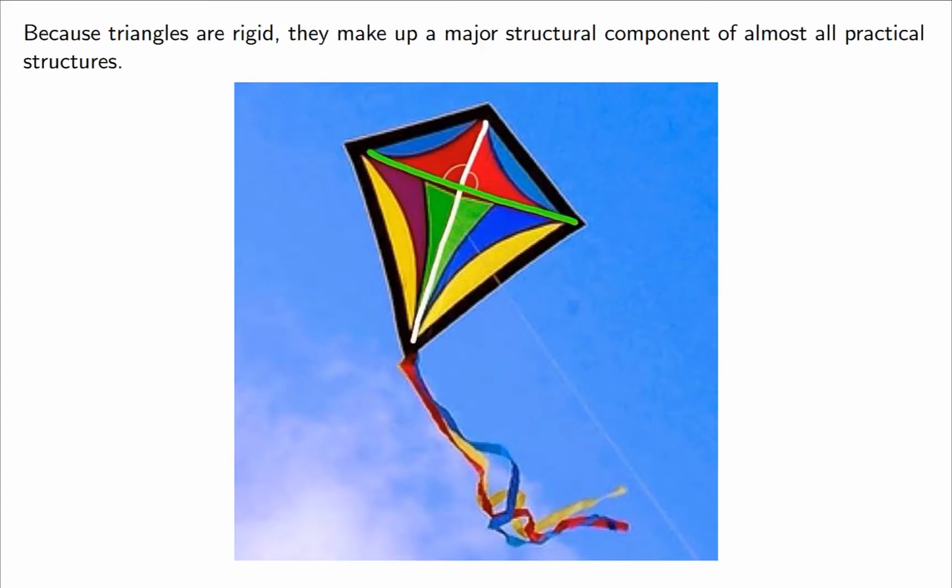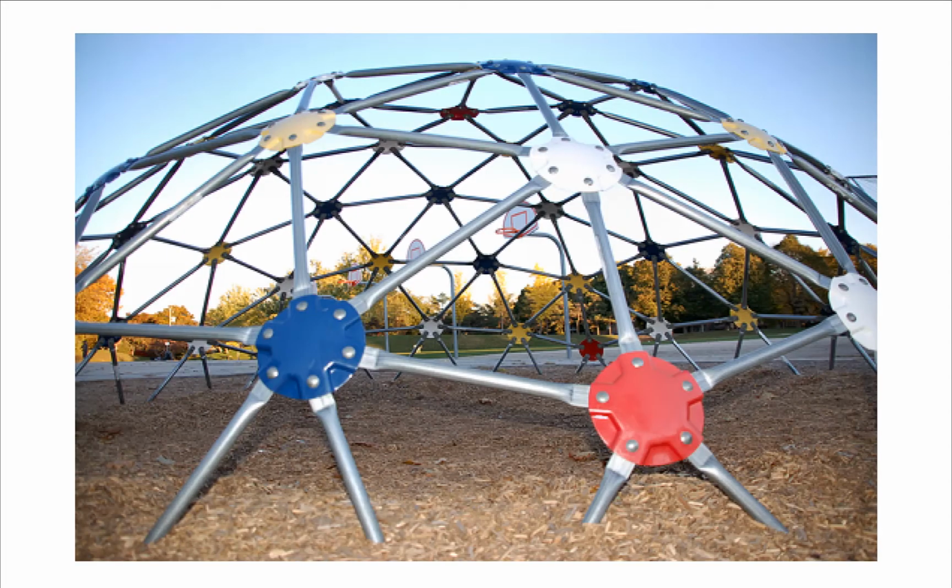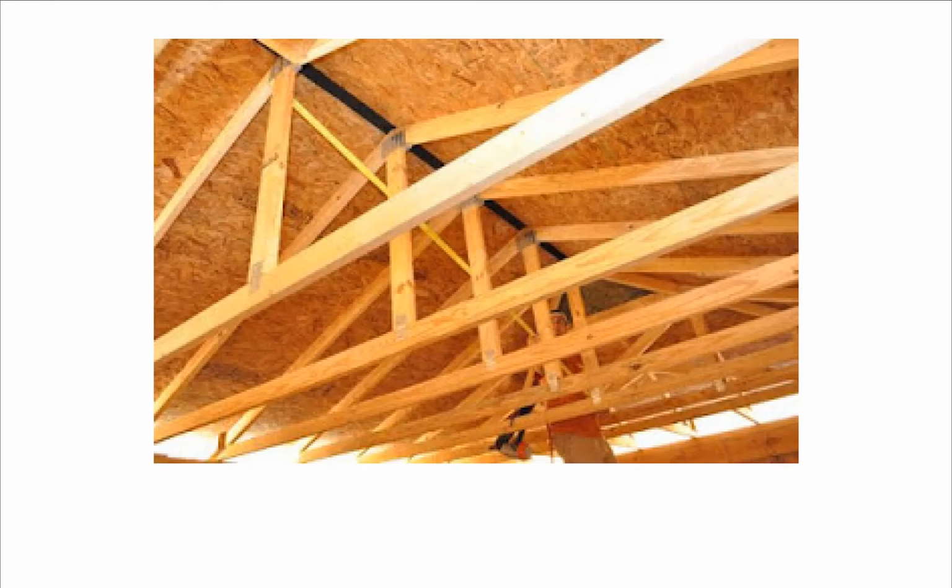Now let's talk about structure that involves triangles. Here's an example of a kite. The reason that the kite has structure is because it's built up of four smaller triangles. Here's an example of a children's play area. Notice that the entire thing is made of triangles, all fit together so that it does not move when the children are underneath it. Here's a very important example of triangles.